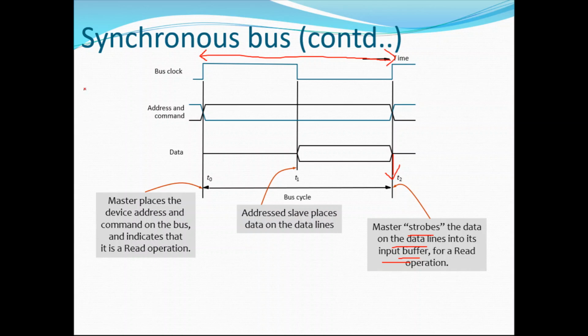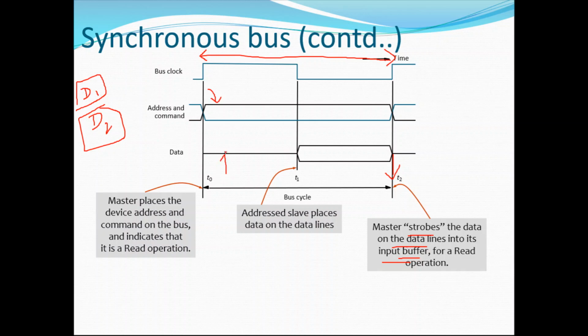Again, I will tell one more example. Assume that we have two devices, device 1 and device 2. Say device 1 works at a very fast speed, whereas device 2 works at a very slow speed. Once the address and the command are placed at time t naught, device 1 may identify this address, recognize that it is for it, and it may be capable of keeping the data on the data bus at this time itself.